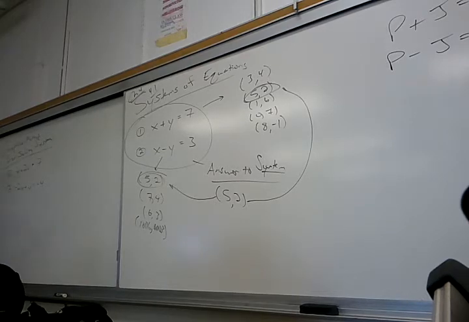So that's 5, negative 2 on this one? Exactly. Because if I graph both of those, wouldn't they meet at 5, negative 2? Right. Yes. So that's the idea, where the lines intersect.